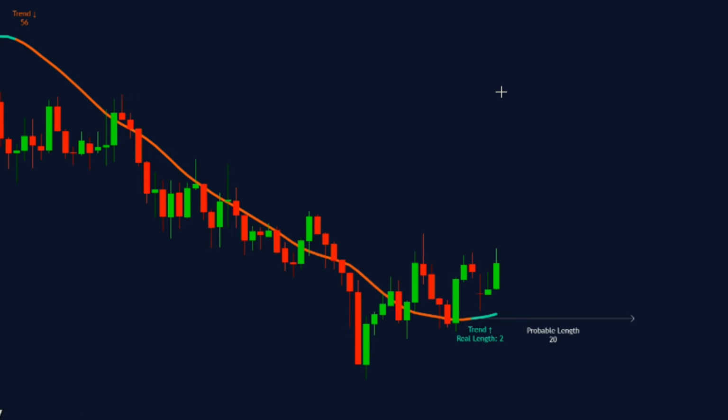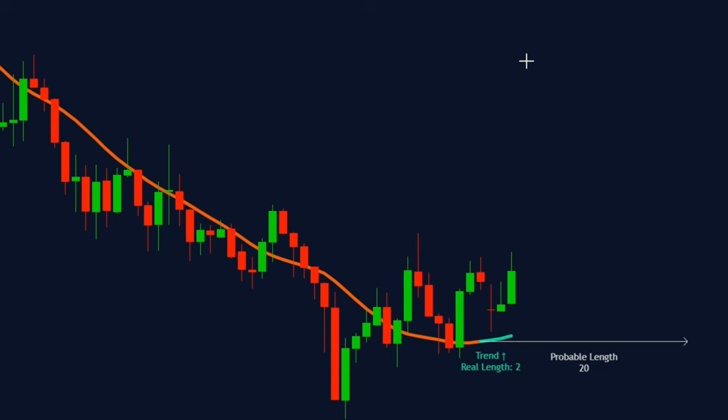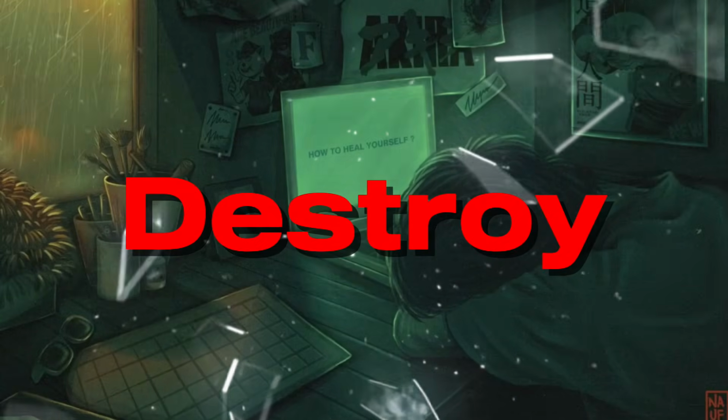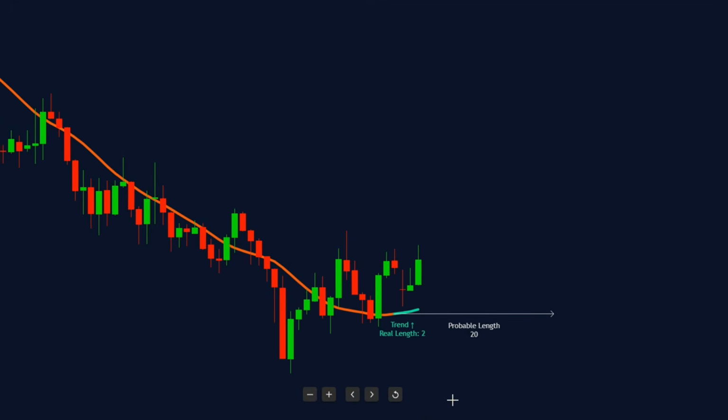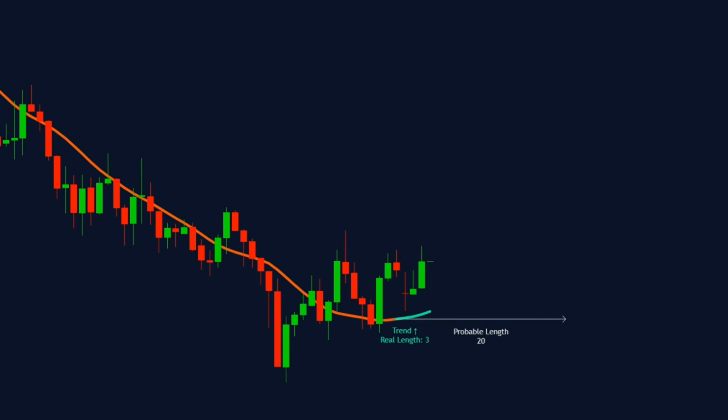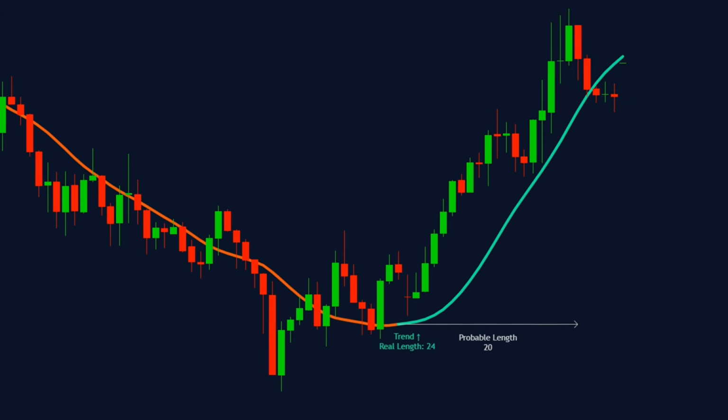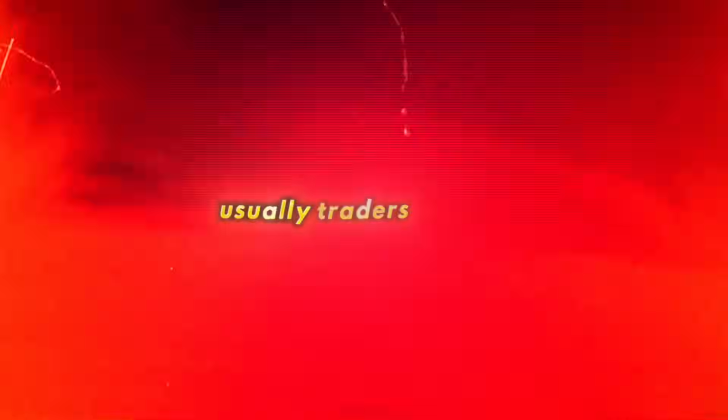Stop for a moment and look closely at the chart on your screen. You are looking at a classic market scenario that destroys thousands of trading accounts every single day. As you can see right here, after a significant bearish trend, the market finally begins to stabilize and start its journey upward. Usually, traders are left guessing how long this new move will last.